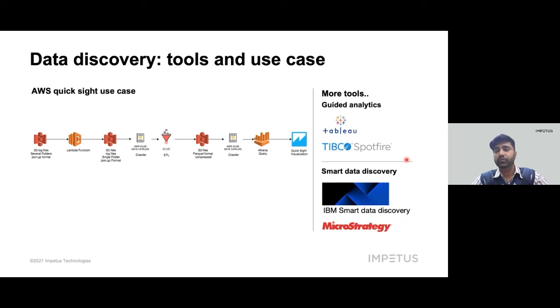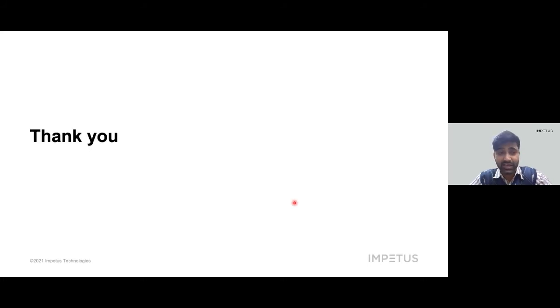I think with this we come to the end of the session, and I would like to conclude by quoting a statement from IBM Watson's product owner, which reads that the real success of a business lies in uncovering the why part of what happened in your business, and that is the power of data discovery. Data discovery has the power to do that. With this, I would like to conclude the session.